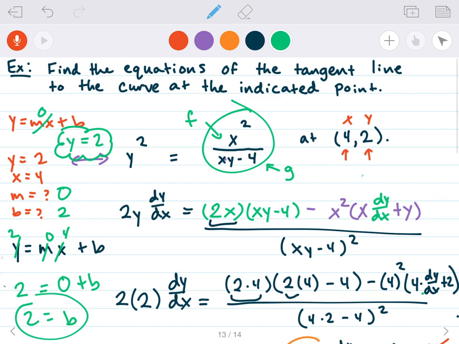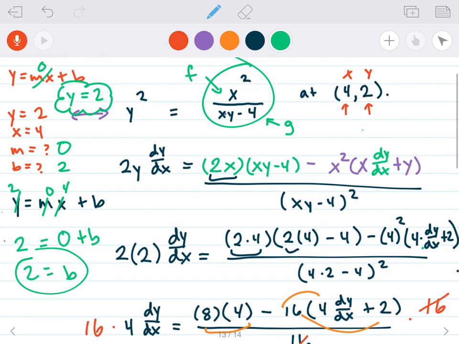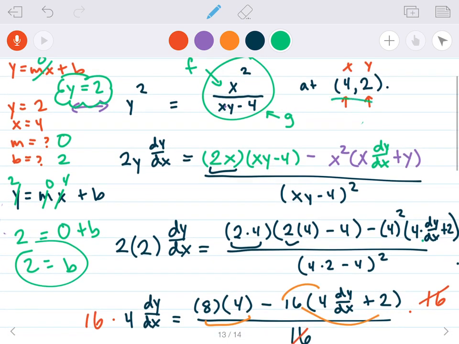So the equation of the tangent line to that curve is y equals 2 at 4, 2. And yeah, so that is it. That is going to be the gist of implicit differentiation.